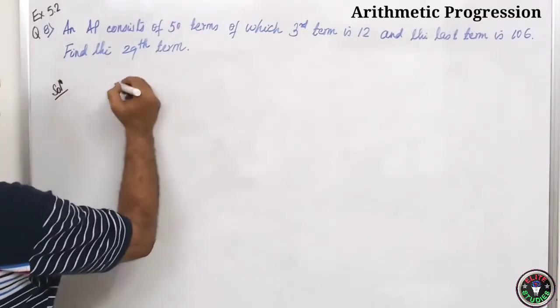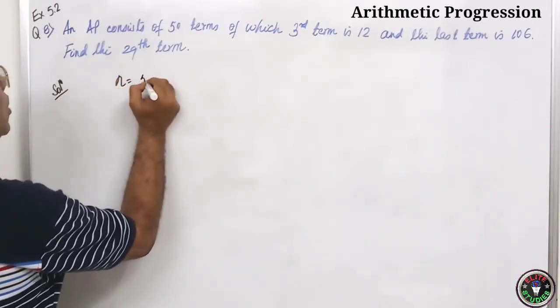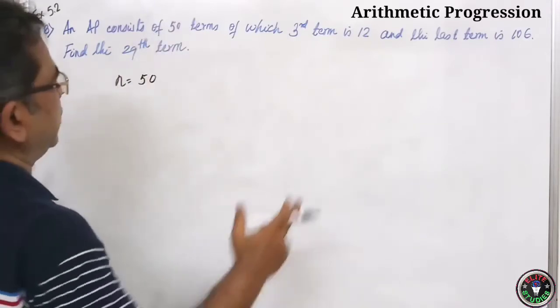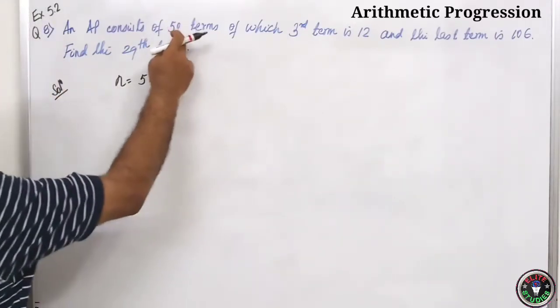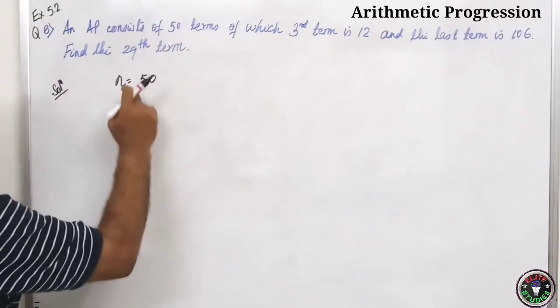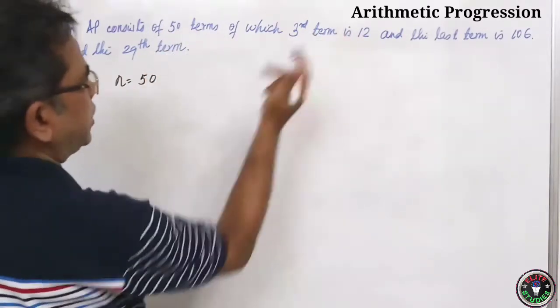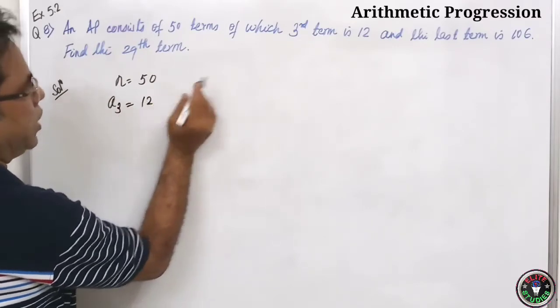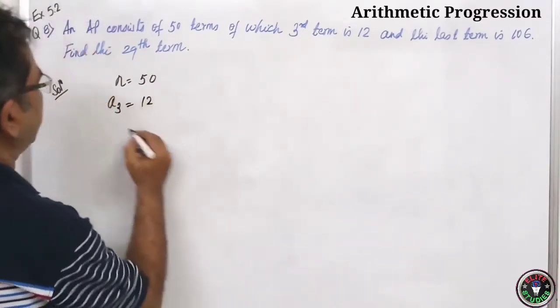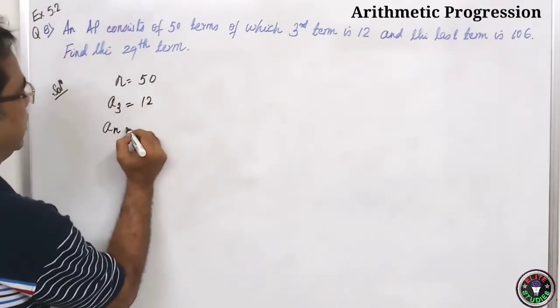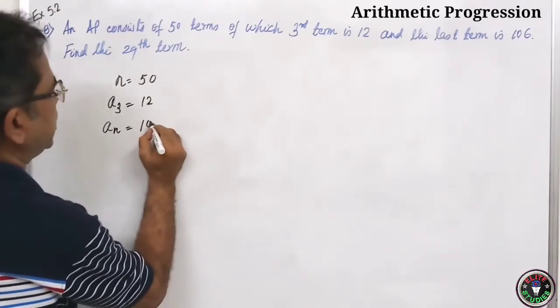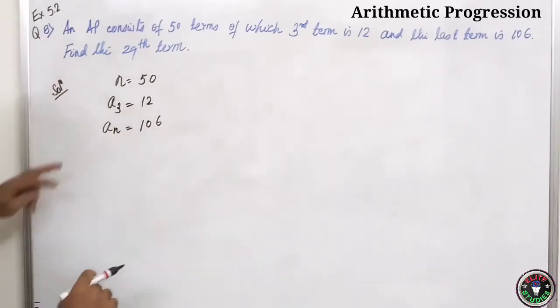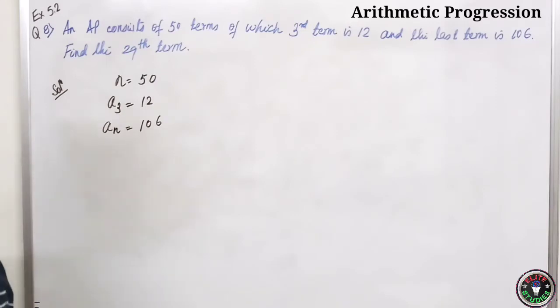Here what is given to us? N is equal to 50, the number of terms in the AP. It is an AP consisting of 50 terms, of which third term is 12, means A3 is equal to 12, given to us. And the last term means it is equal to AN, and the last term is 106. It is sometimes called L also. So these are the given things.